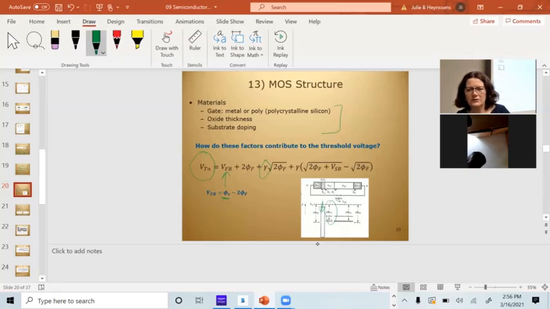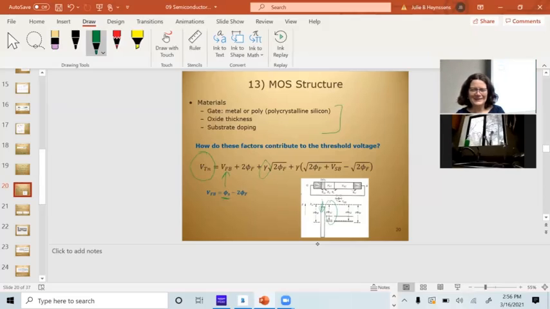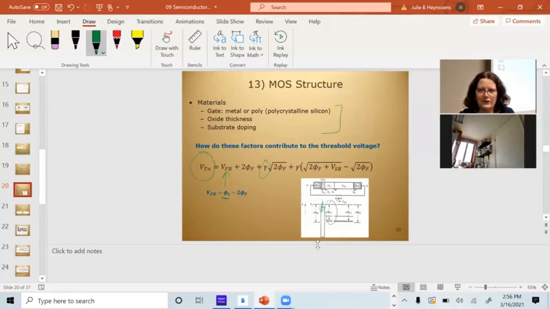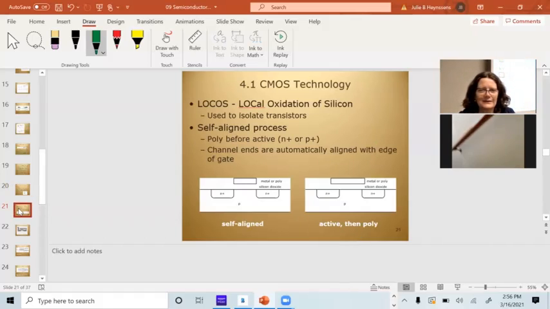There's not a lot of handles that I have on this. What I would do, if I really needed to do this, is create a table, maybe in something like Excel. Given my relative doping levels, calculate what phi s and phi f are, and what VTN will be, and find that sweet spot where I get the right threshold voltage that I need and I haven't messed anything else up, like making degenerate doping.